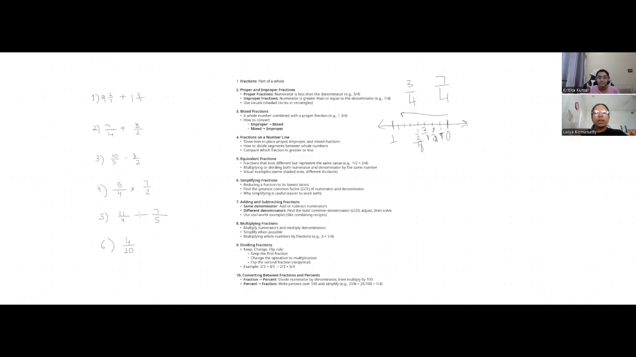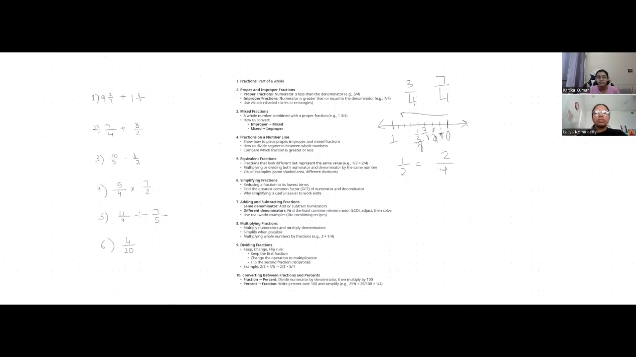So they got 1/2 equals 2/4, right? You might be wondering, oh, why are they the same fractions? They look different, right? Well, they said that if you multiply or divide both the numerator and denominator by the same number, they're called equivalent fractions.